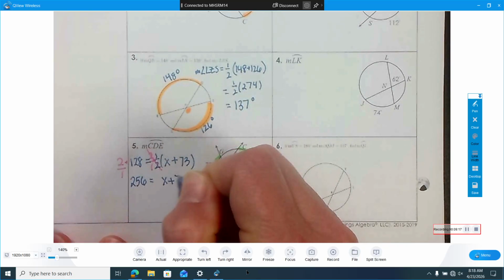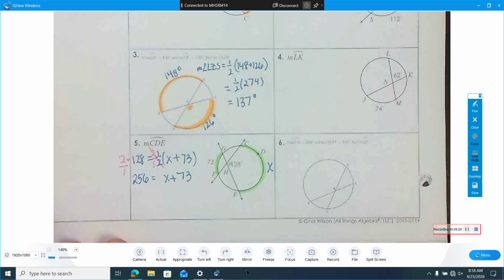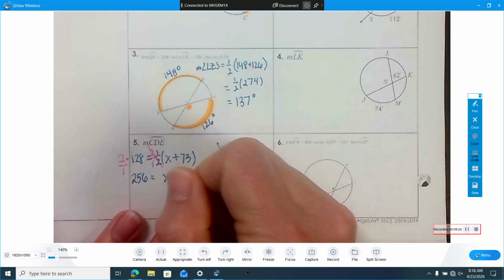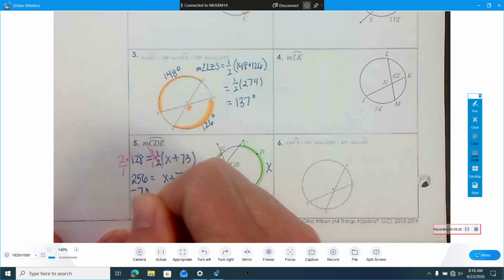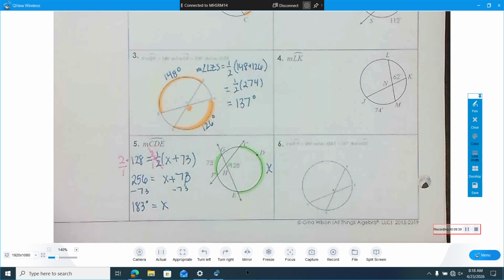equals X plus 73. And then what do you need to do to solve for X? Subtract 73. So we get X equals 183 degrees. Okie dokie.